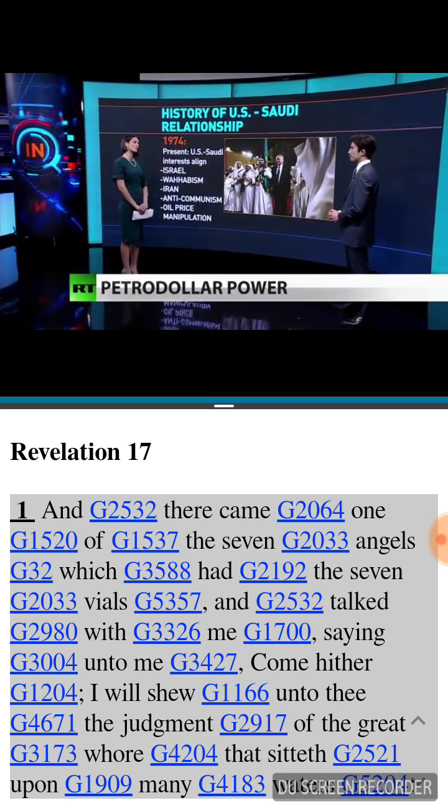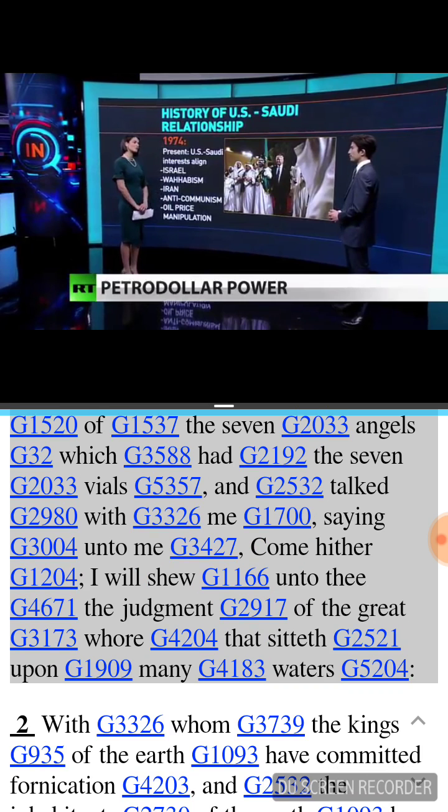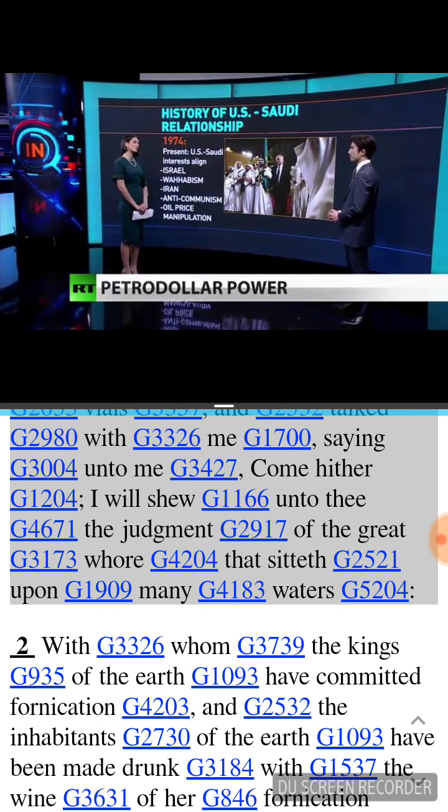Now, this is Revelation 17, and I'm going to start at verse 1. And there came one of the 7 angels which had the 7 vials, and talked with me, saying unto me, Come hither, I will show unto thee the judgment of the great whore that sitteth upon many waters. Now, that great whore, as we're going to read down to the bottom of the chapter, is a city.